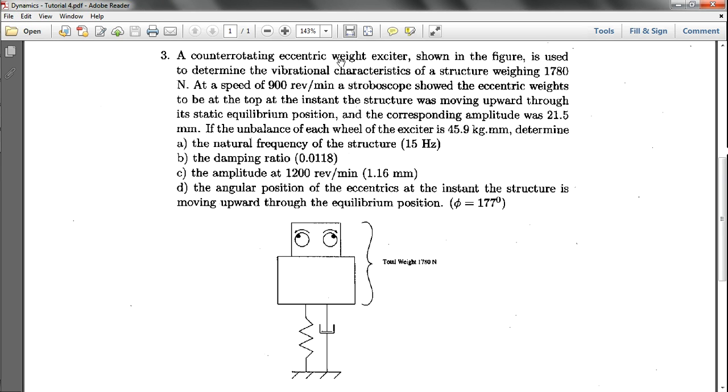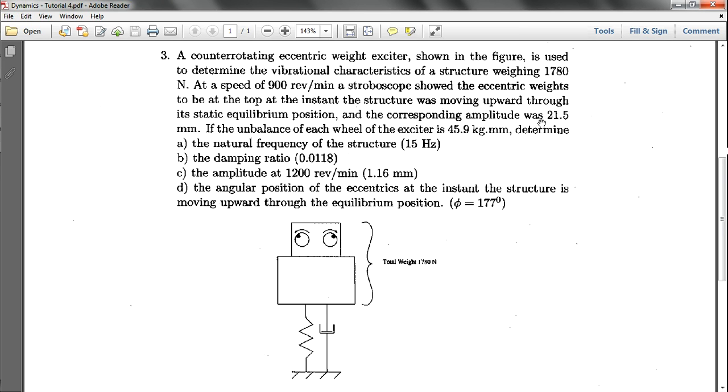So I have a counter rotating eccentric weight exciter. If you remember, last lesson we only had one. Now in this case we have two, and it's used to determine the vibration of the structure weighing 1780 Newton, rotating at 900 revolutions per minute, and then, to be at the top, the structure was moving upward through its static equilibrium position. So we can understand that it is moving in one direction only.